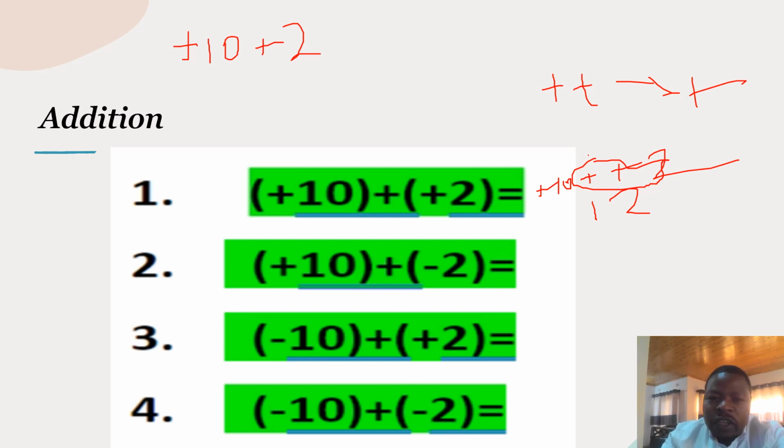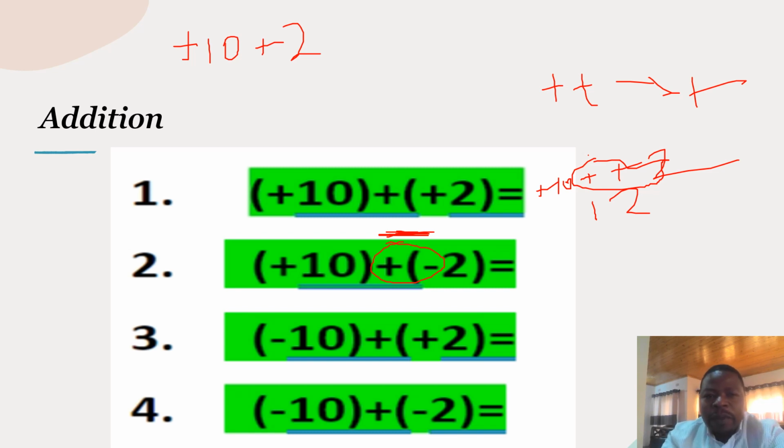So moving on to number 2, we're going to remove brackets, but we are going to remain with a plus and a minus following each other. Whenever that happens, a minus is the one that remains here because a minus will always overpower the positive sign whenever there is a clash between positive and negative. So I need you to understand that we are going to end up with plus 10 minus 2.